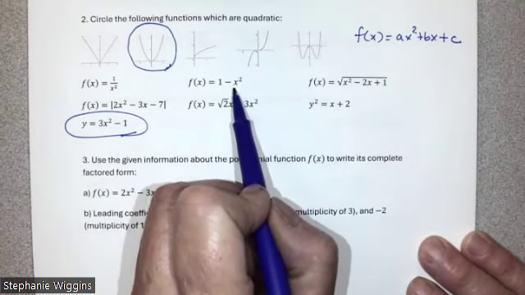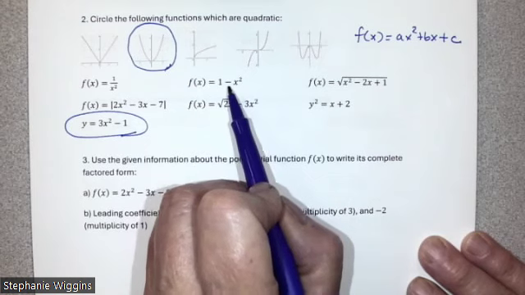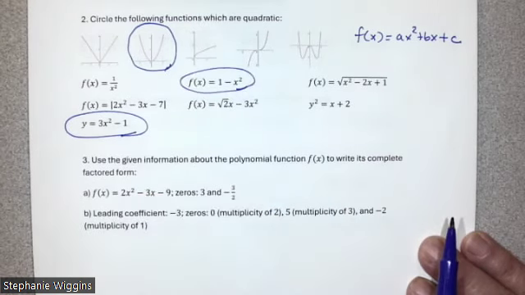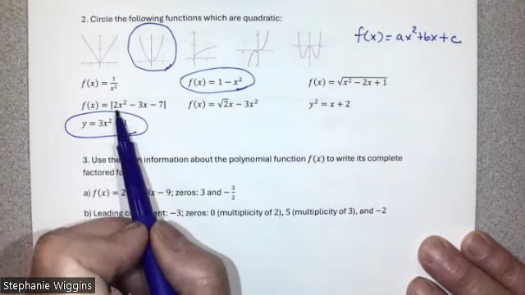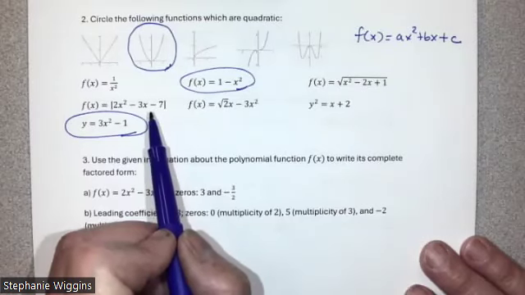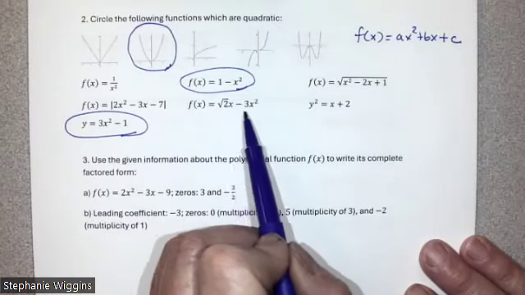Here we have a quadratic function. You can see degree 2, leading coefficient -1, missing the middle term, but that's still quadratic. And here we have absolute values around a quadratic function, so it's no longer quadratic if you put those absolute values. This is actually quadratic.